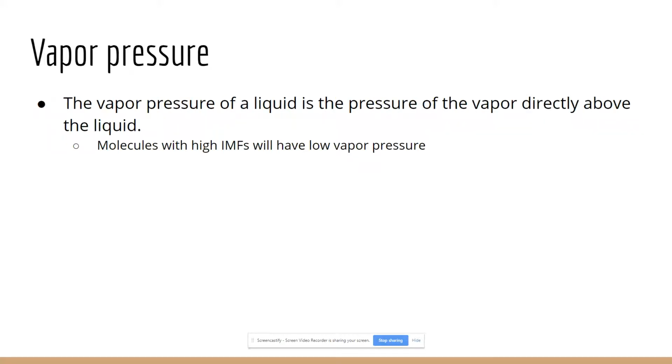Pause here. So we talked a little bit last video about the impact of intermolecular forces on boiling points. We're just going to talk about some other physical properties that are affected by intermolecular forces. The first of which is vapor pressure.